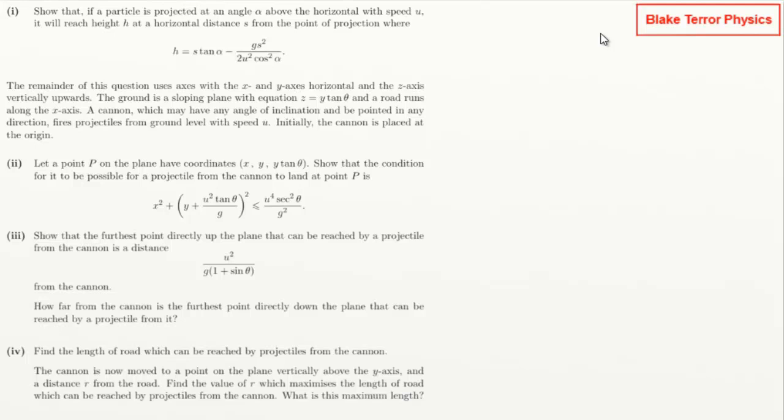Hello, this is question 10 from the step 2 paper from 2022. Looks like we've got some projectiles here. This is the second mechanics question in the paper, and they go straight in, no intro.